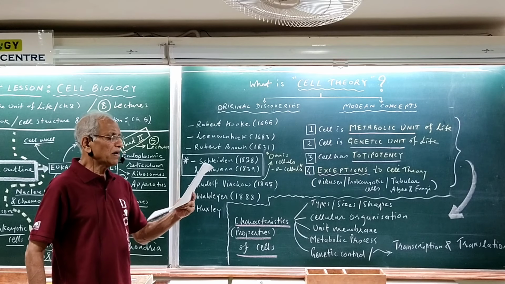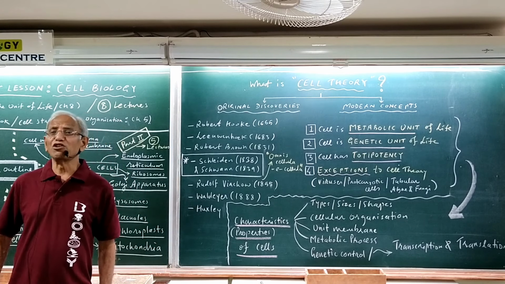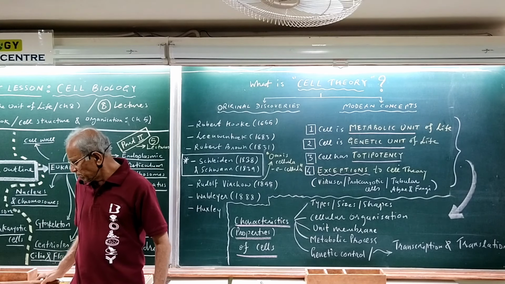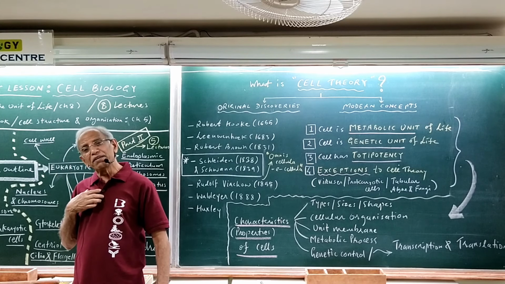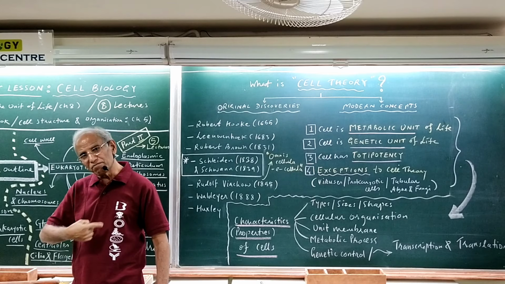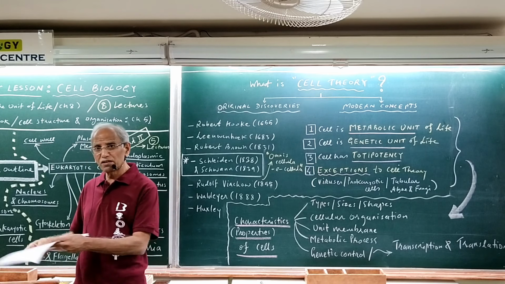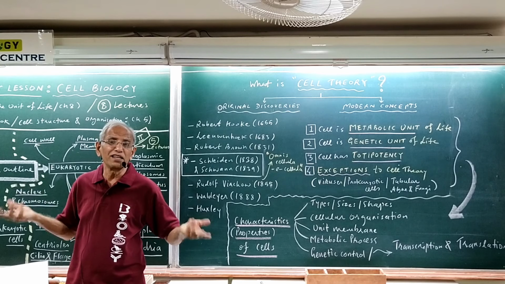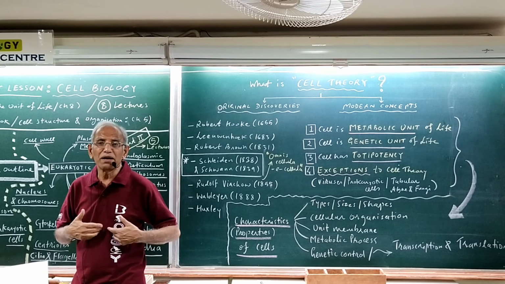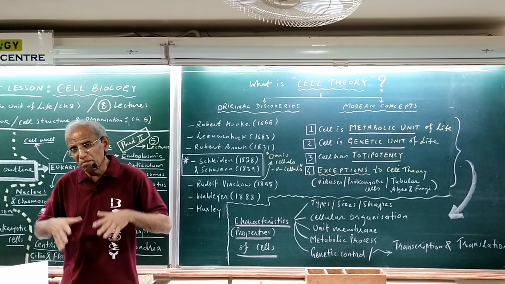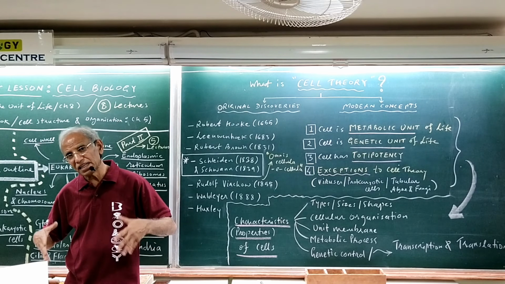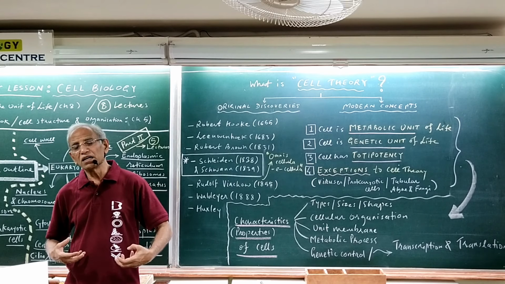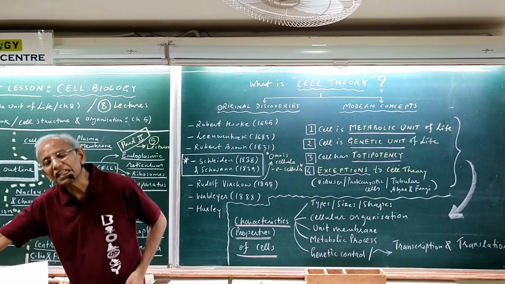Then there is a statement like cells are functional units. What do you mean by functional unit? I am living. I am living because most of my cells are living. I am saying most of my cells because some of my cells are dead. All the topmost cells of my skin are dead. Some of the red blood cells in my body are also dead. It's okay. But the majority, 99% of my cells, are living. So every living organism is living because the cells are living.